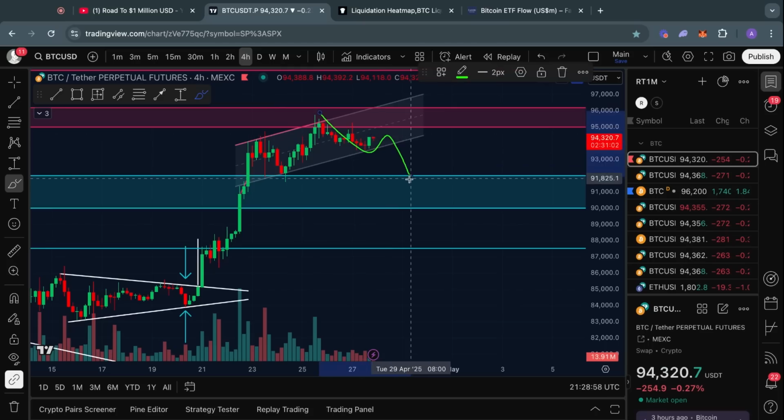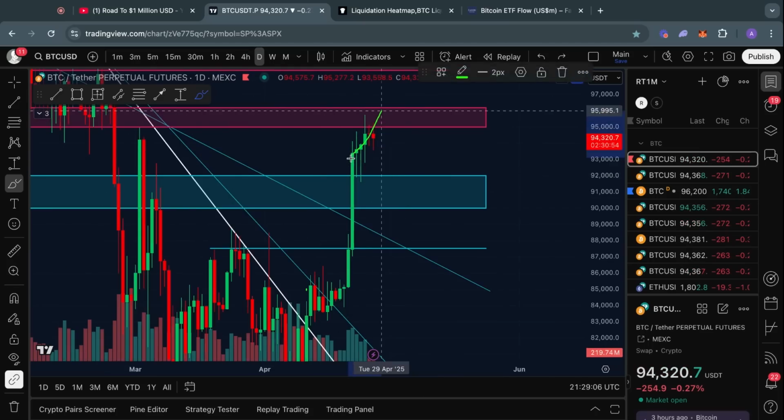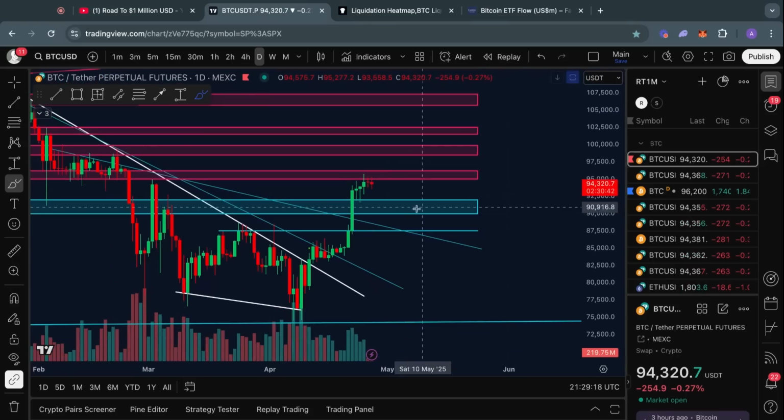And then at that point, it would start to look a little bit more bearish on this higher time frame, because again, this would be looking like a rejection from this critical level of resistance. So to avoid any confusion, am I now bearish on Bitcoin? No, I am not bearish on Bitcoin.